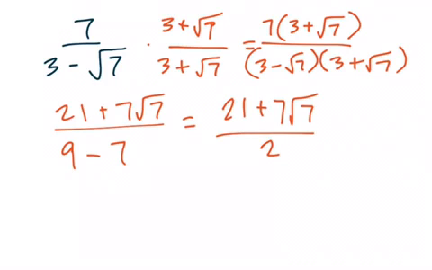Alright, so let's just check. No radicals in the denominator. That's good. No fractions underneath the radical sign. That's good. And also no perfect square factors underneath the radical. So that's good. That is in simplest form. Passes all 3 tests.